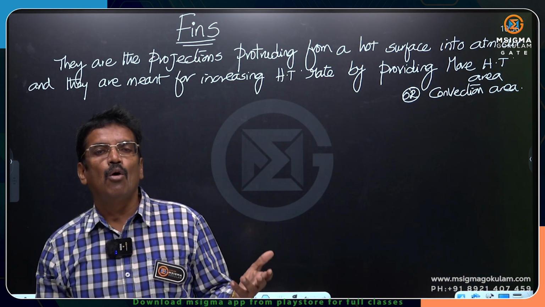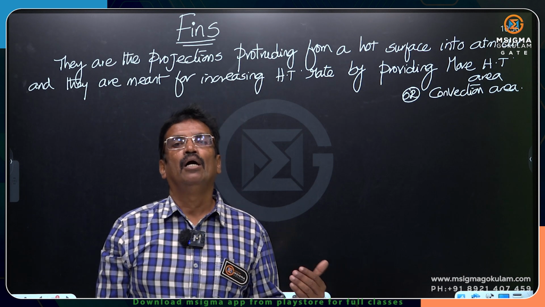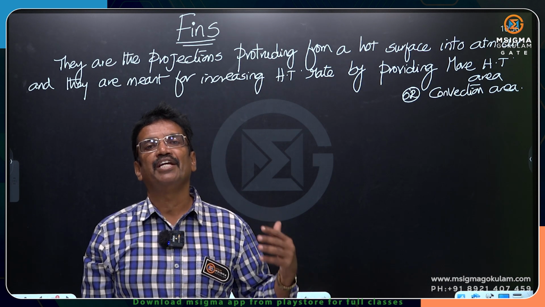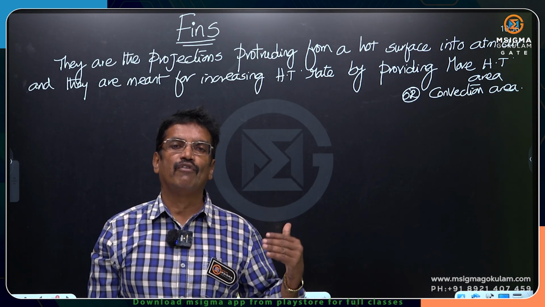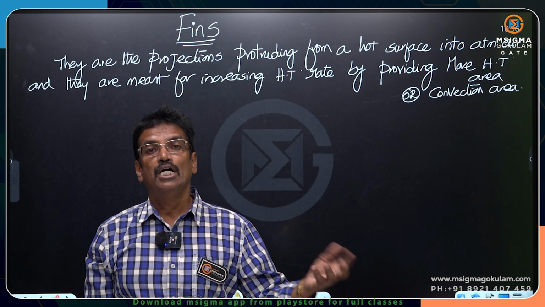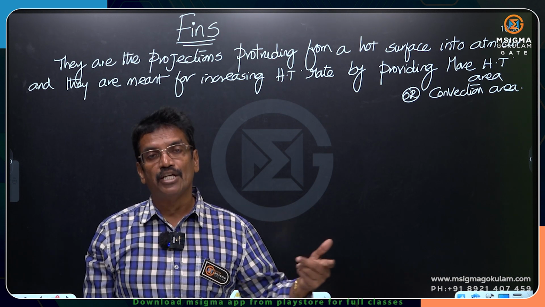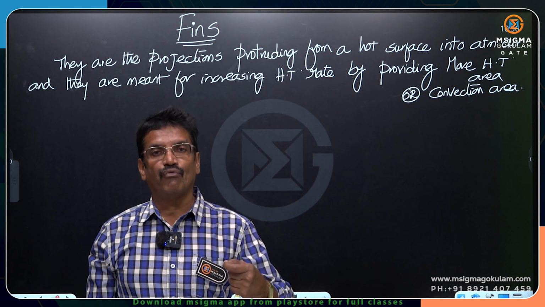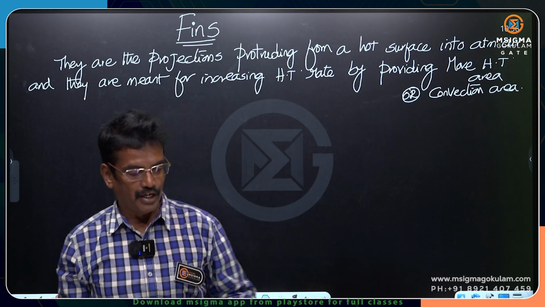In convection, what is the convection area? The area of exposure or the area of contact between the solid surface and the fluid is the convection area. So that convection area is increased because of providing the fins. That is how we increase the heat transfer rate.